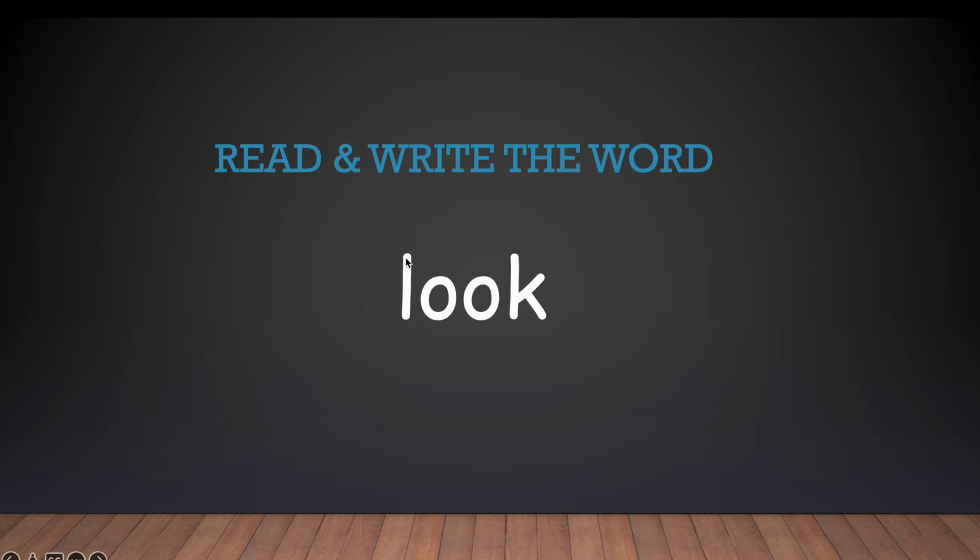Let's start with our L at the top. Make a straight line down. O, curve around. Another O, curve around. And our K, start at the top and go straight line down. Come to the middle of that line and go up and then make another little line down. Let's read the word look.